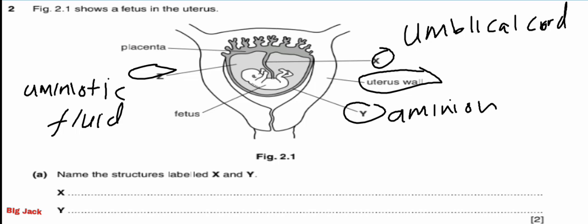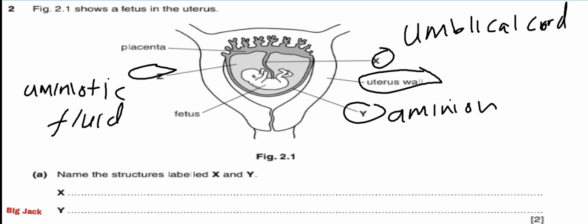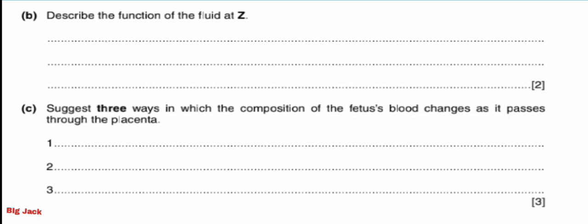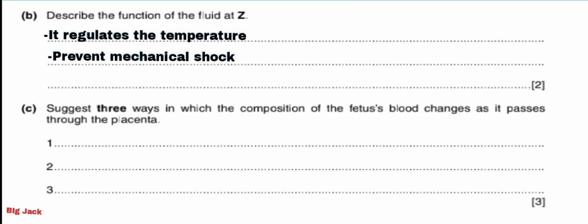Okay. Let's see the next question. B is saying, describe the function of the fluid at Z. So fluid Z is called the amniotic fluid. We need to give the function of the amniotic fluid. The first one, we are going to say it regulates the temperature. Apart from regulating the temperature, it also prevents the mechanical shock to the baby, or we can say the mechanical damage to the baby. Then apart from that one, it also allows the development of the lungs.